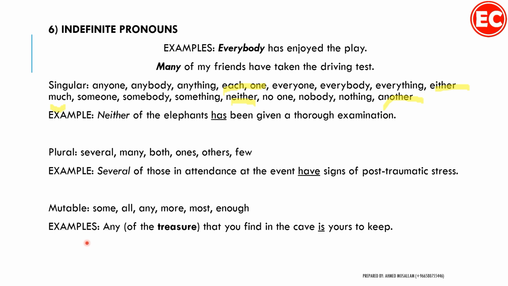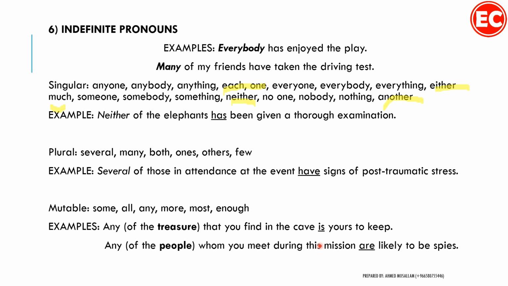Any of the treasure. Here treasure is singular, so any will be what? Singular. So any is still the subject. Okay? Treasure is the one that decided that any is singular. The verb here will be is. As you can see here also, any of the people. Here people is plural, so any will be plural. Okay, that is the trick here. So are likely.